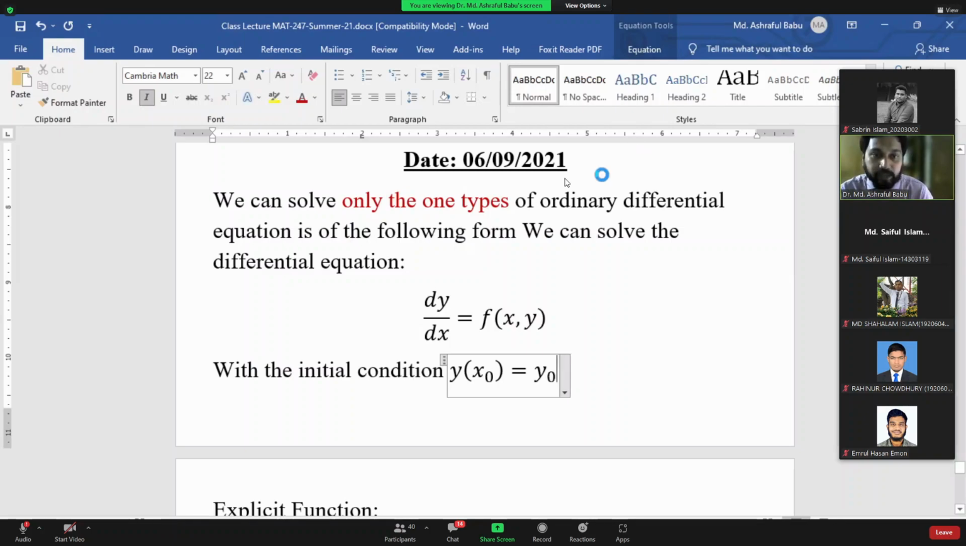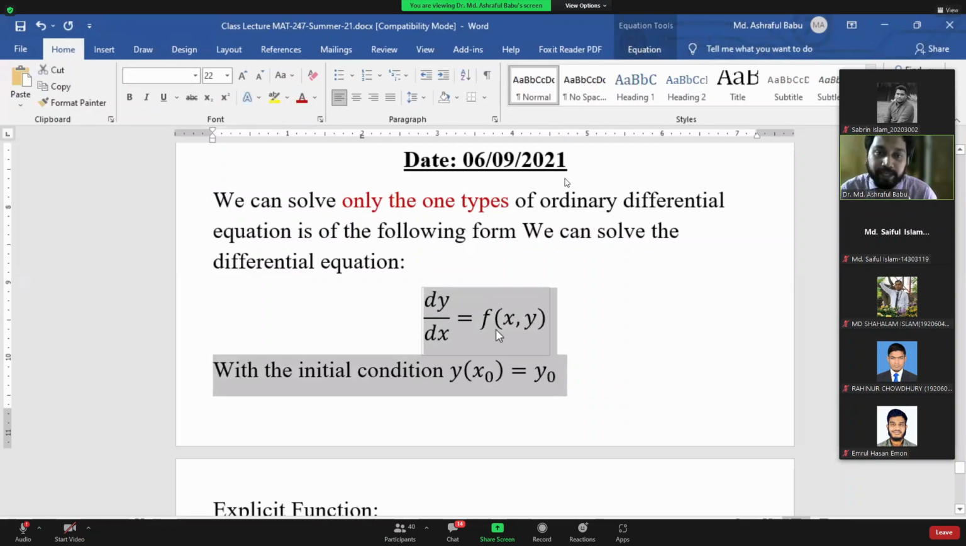So this is the initial condition that will be given. This is actually the total problem: dy/dx equals f of x, y. This is the differential equation, and it will be given with the initial condition y of x naught equal to y naught.